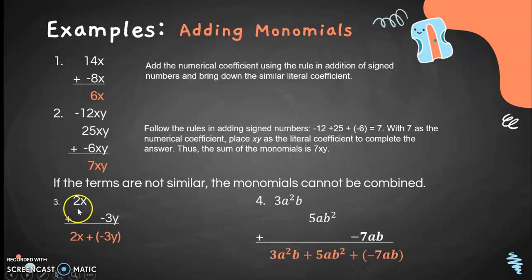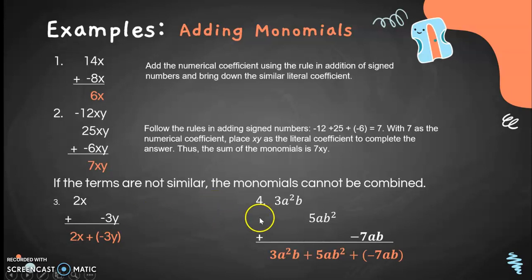Number 3, we have 2x plus negative 3y. We cannot add 2x and 3y because they have different terms or different literal coefficients. They do not have the same literal coefficients, so we cannot combine them. So, that is simply the case. We just copy 2x plus negative 3y. This is already the answer because we cannot combine it anymore, since they are not similar terms.